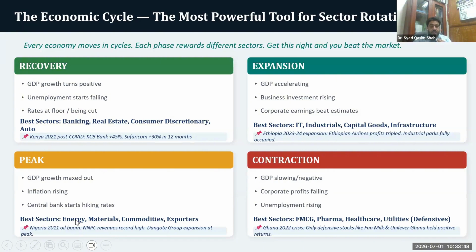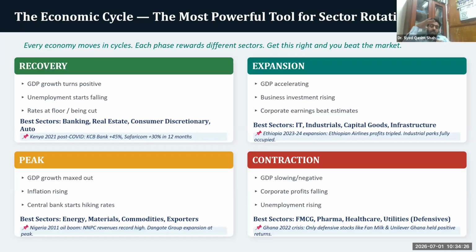In that case, energy, materials, commodities, and export businesses are in high demand. We can see the example of the Nigerian oil boom. NNPC revenues, an energy sector company, recorded a high, and other groups had an expansion at peak. If you have rotated your investment from, let's say, the IT industry to the energy sector, you can increase your returns to a very high level.